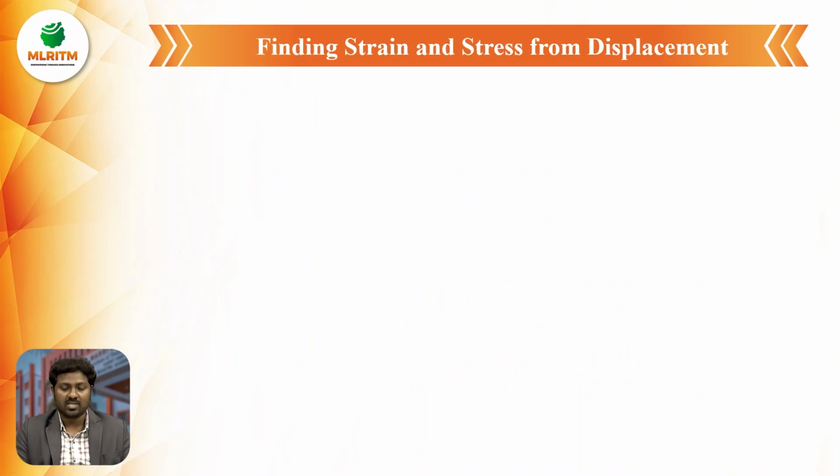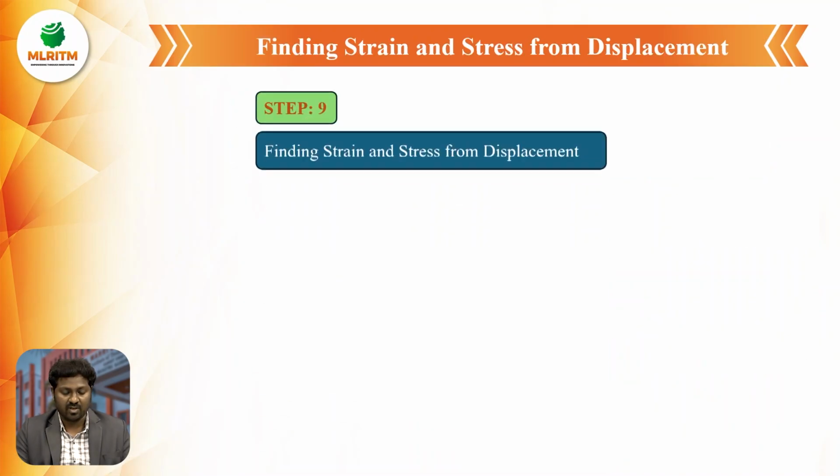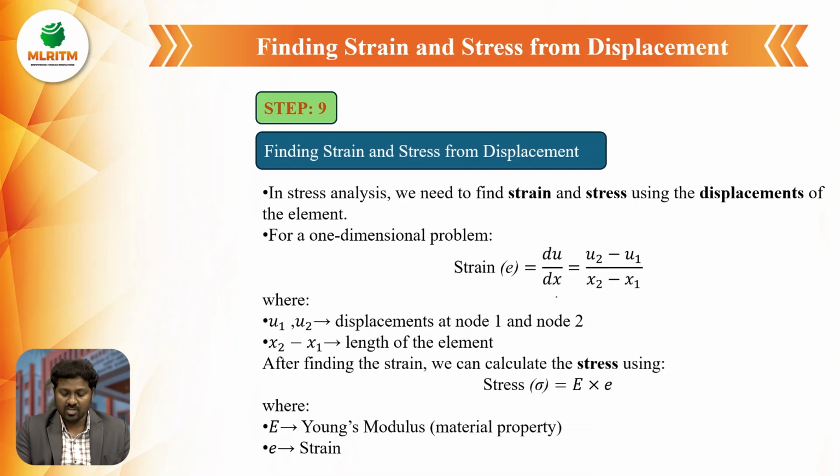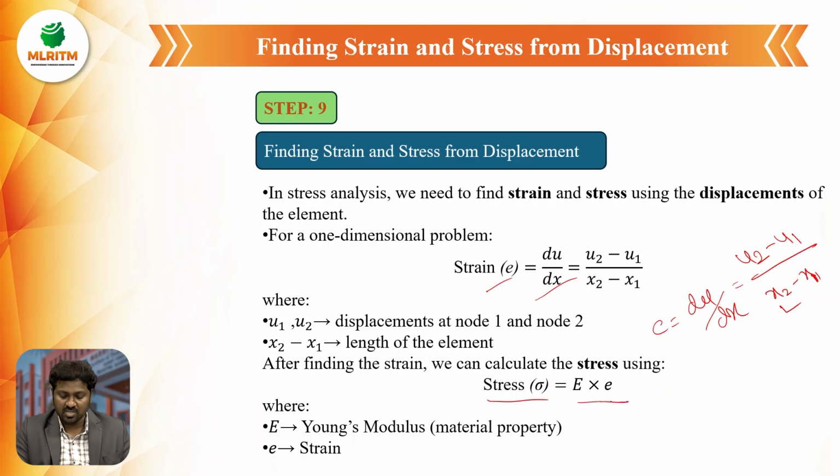Next, finding the strain and stress from displacement, the ninth step. We have the strain and stress relation. Strain is equal to displacement with respect to x direction, that is, the change in displacement at node 2 minus the displacement at node 1, divided by x2 minus x1, the ending point minus the starting point. Then stress is directly proportional to strain, and we get the material property here. We can use these two equations to calculate the relation of stress and strain.